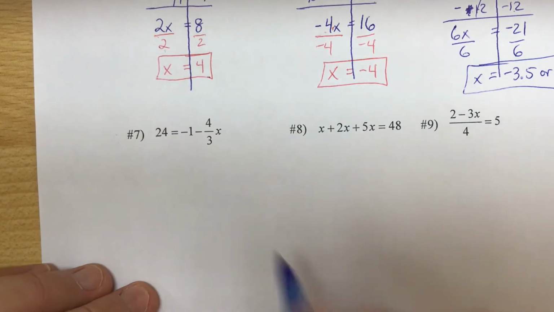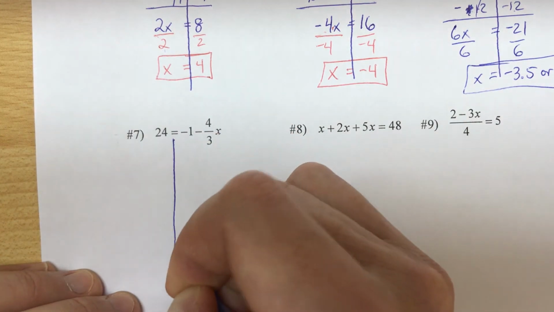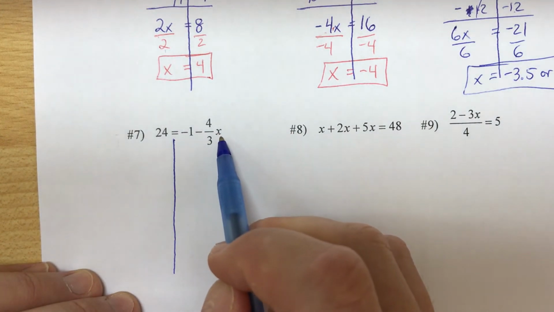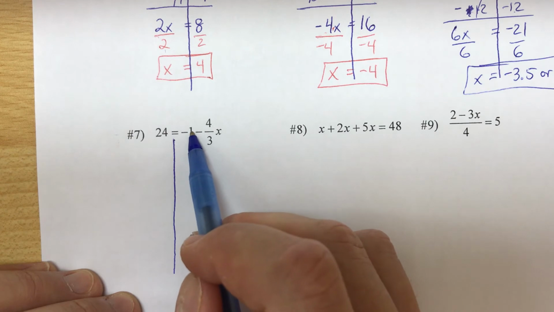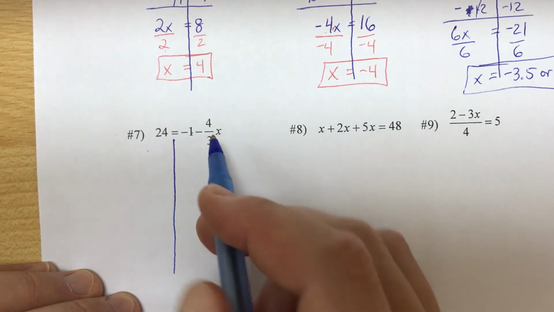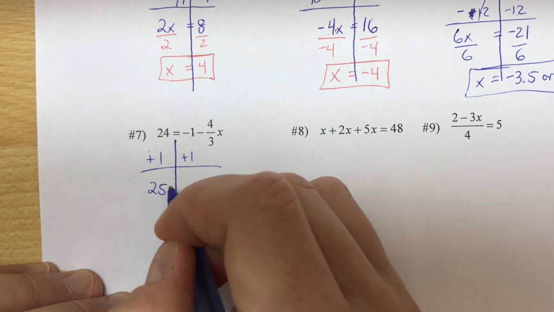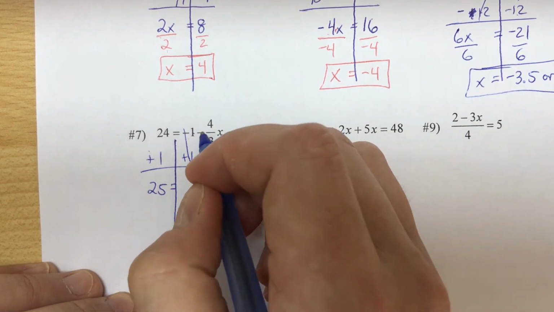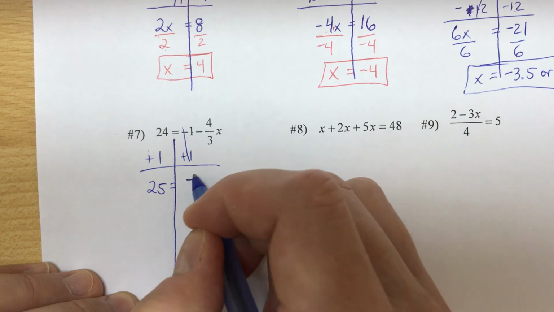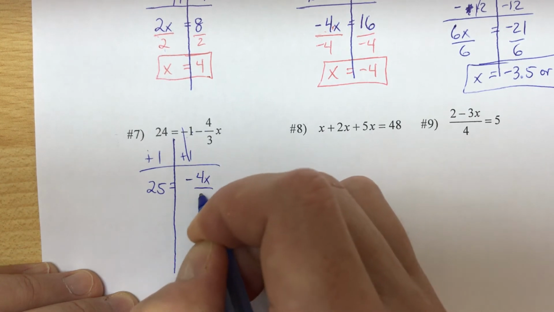All right, now let's deal with some fractions. In this case, the variable is on the right side. So that means I'm going to move the constant to the left. The constant's a minus 1. We'll go plus 1. That's 25 equals 0 there. Now that's negative. I'm going to write this as 4x over 3.